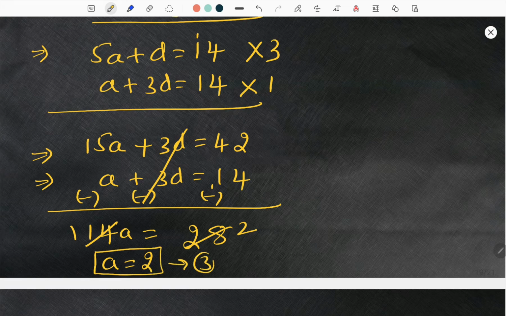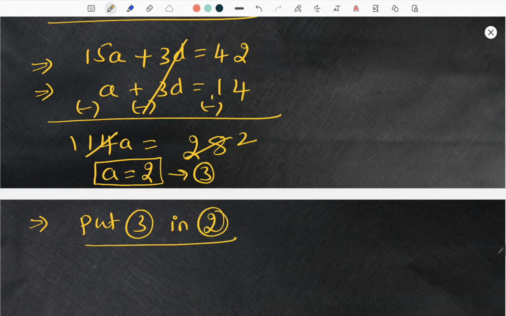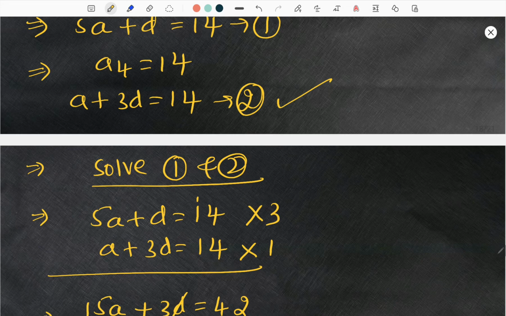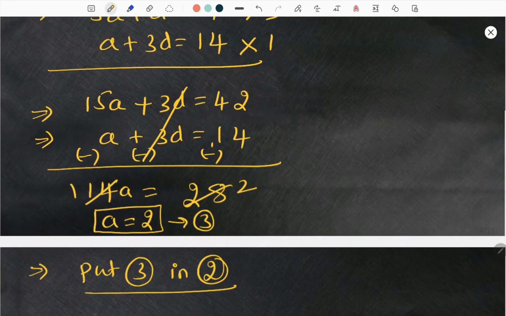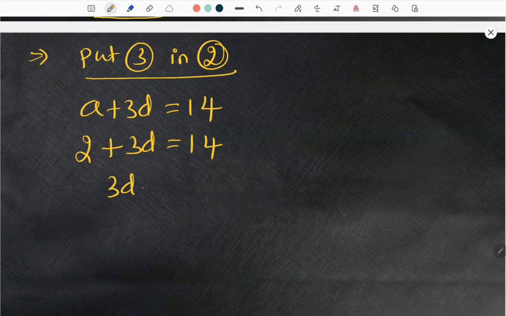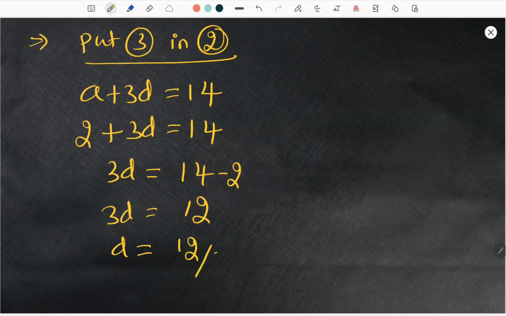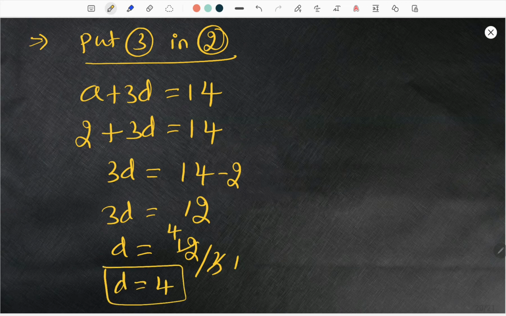So let me call it equation number 3. All right, now I am going to put this equation number 3 in any one of the equations. You can take equation number 2 directly, or equation number 1 is also fine. Equation number 2 is a plus 3d is equal to 14. A is 2, so 2 plus 3d is equal to 14. Then we have 3d is equal to 14 minus 2, and 3d is equal to 12, and the value of d is going to be 12 divided by 3. 3 1s are, 3 4s are, and d is going to be 4. So we got the value of a and d now.